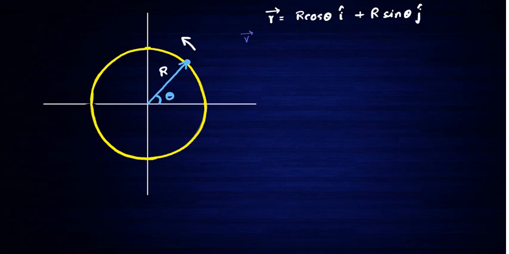So velocity vector is equal to dr bar by dt, is equal to, so here capital R and i cap are constants, so the only variable is cos theta that we need to differentiate. So we get R i cap, the derivative of cos theta is minus sin theta, and by chain rule, because we are differentiating with respect to t, we'll also have to write d theta by dt.